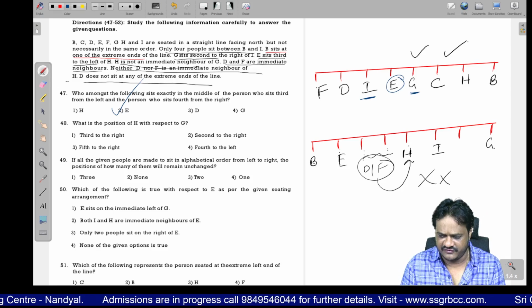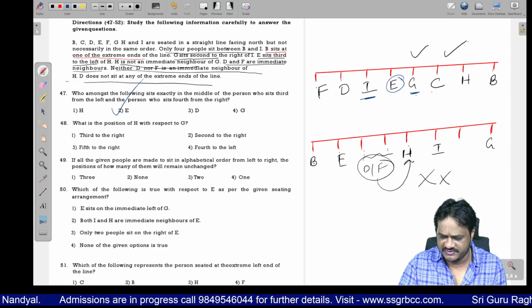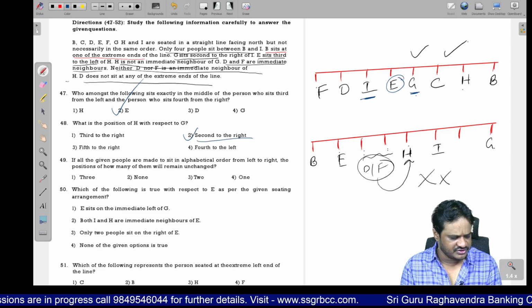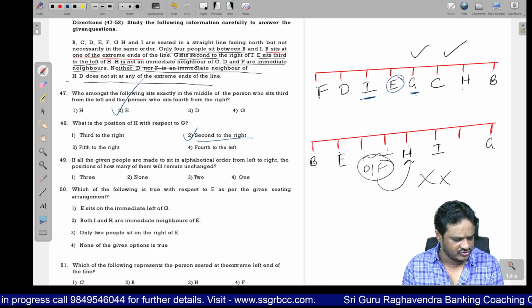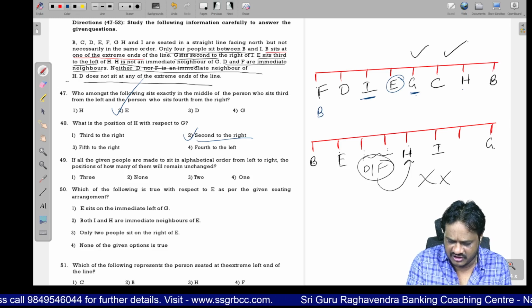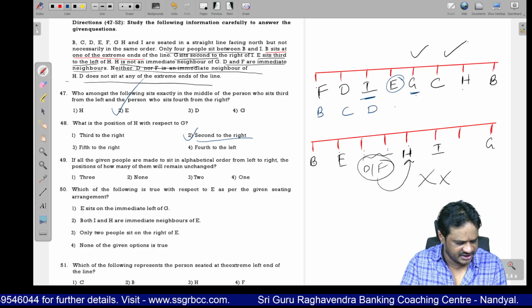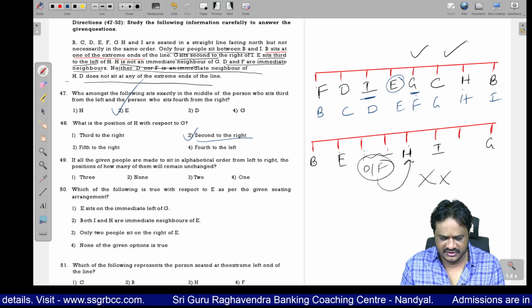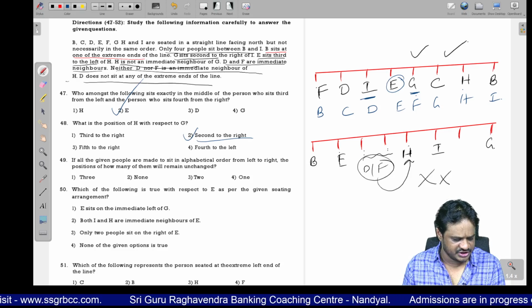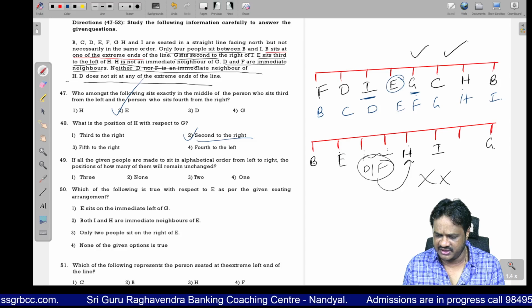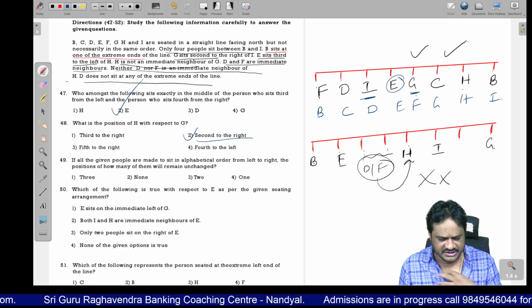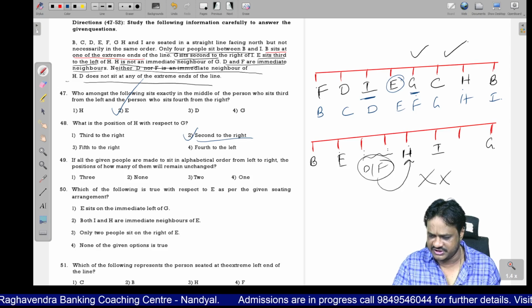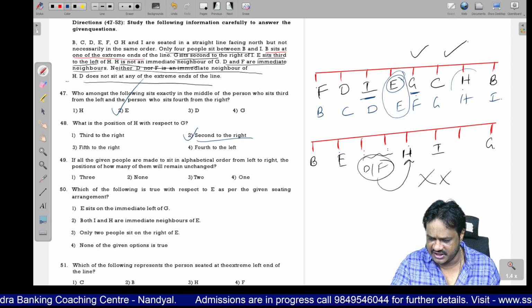What is the position of H with respect to G? With respect to G, the position of H is second to the right. If all the people are made to sit in alphabetical order from left to right, B, C, D, E, F, G, H, I, then how many will remain unchanged? Sorry, two persons: E is unchanged and H is unchanged.